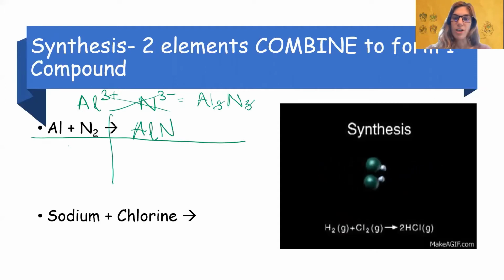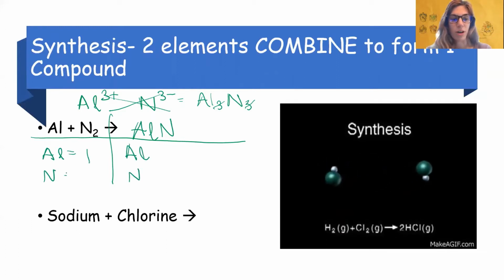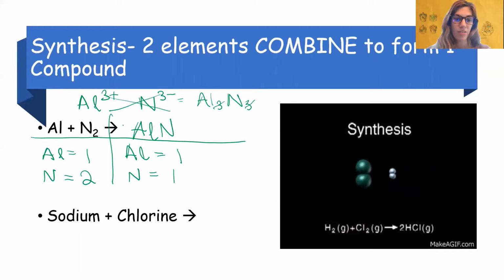You should be familiar with balancing, having watched part 1 of this week's lesson, so I'm going to rush through this a little quickly. If I have aluminum and nitrogen on both sides, I have 1 aluminum and 2 nitrogens on this side, and 1 aluminum and 1 nitrogen. I need them to balance out, and nitrogen's not balanced, so I'm going to add a 2 coefficient, because remember, you can never add or change subscripts. It has to be coefficients.